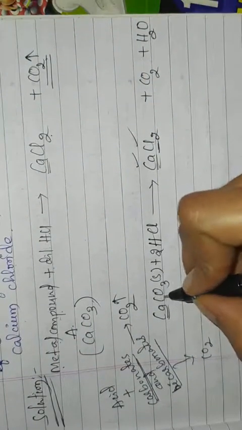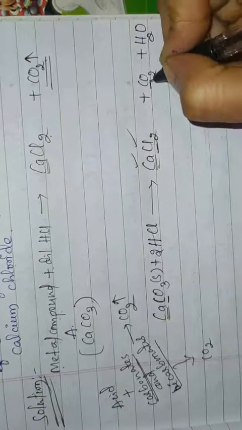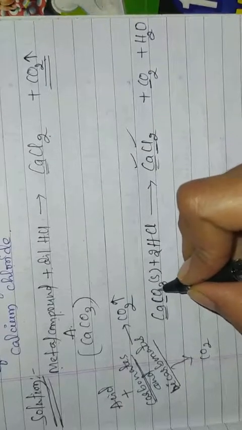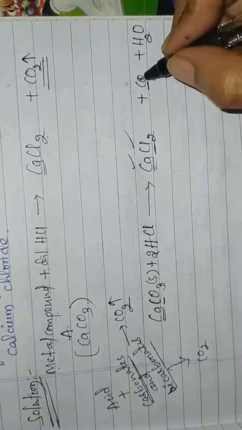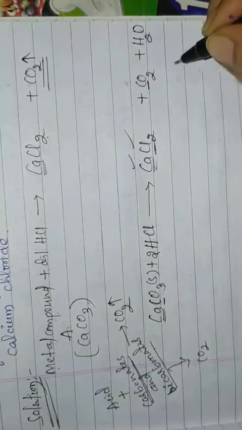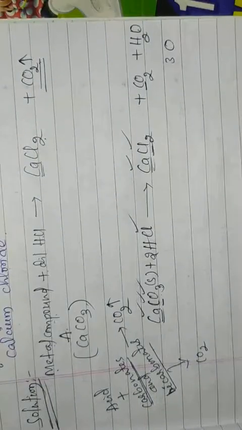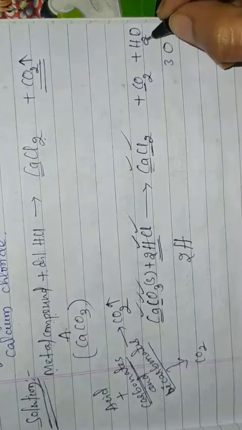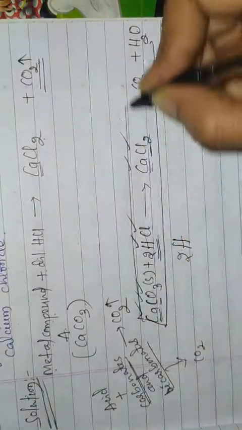Now we have to balance the carbon. On the reactant side only 1 carbon is there, on the product side also 1 carbon is there. Next, the oxygen. Here 3 oxygens on the reactant side. On the product side, here 2, here 1, total 3 oxygens. So calcium, carbon, oxygen and chlorine atoms are balanced. Now we have to balance the hydrogen. On the reactant side 2 hydrogen atoms are there, on the product side also 2 hydrogen atoms. Now the reaction is completely balanced.